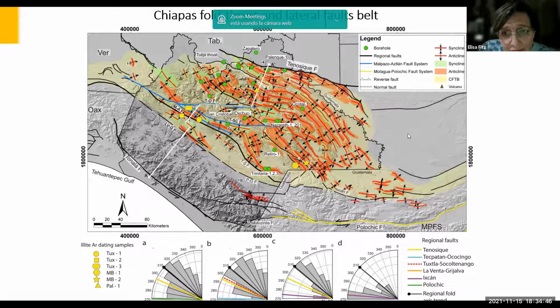The faults of this belt in general are parallel to the lateral faults, and that's a curiosity. And sometimes when they approach large faults, such as the Polo Chic faults, as you can see over here to the south, the faults tend to orient with it, tend to be parallel with it. And something similar happens in central Chiapas. The axis of the faults tend to be parallel to the faults. And in many parts, the lateral fault seems to cut through the fault axis and locally rotate it.